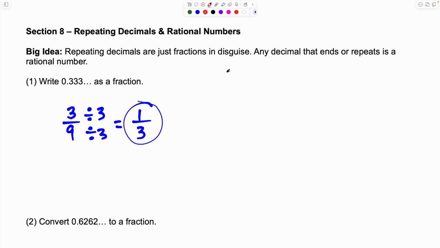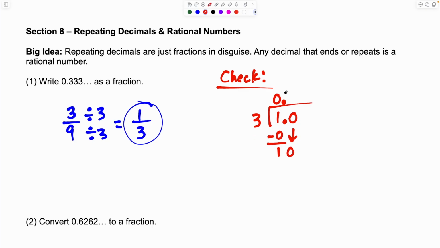If we want to check our answer to this, we could use the technique that we went over in the previous section. So I could take 1 and divide it by 3. And I would say 3 goes into 1 0 times, and then I write 0.0 at the end, and I put a decimal up here. 0 times 3 is 0. I subtract, I get 1, I bring down the 0. 3 goes into 10 3 times. 3 times 3 is 9.